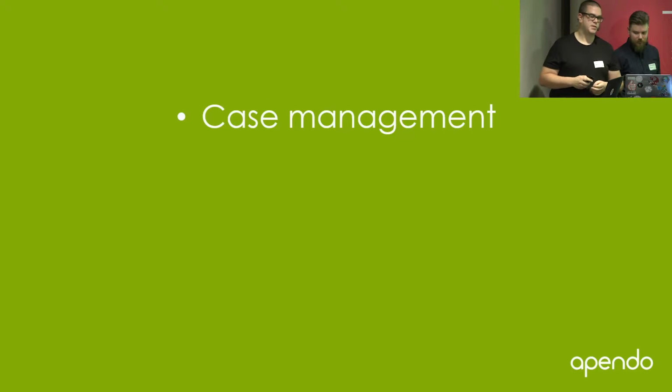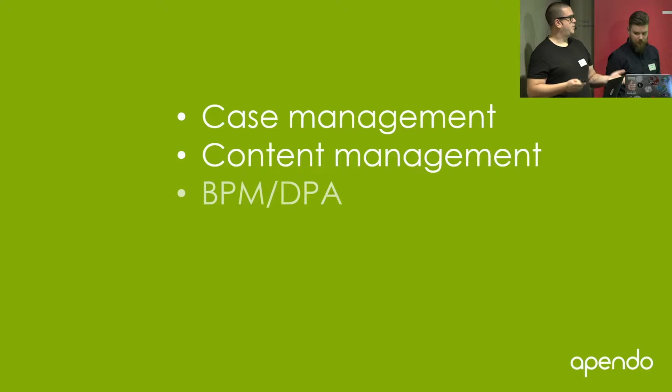So let's get started. We're going to start with a short description of Apendo as a company. We have four main areas. It's case management, it's content management, it's BPM and DPA, and for the last 2 years we also do AI services.